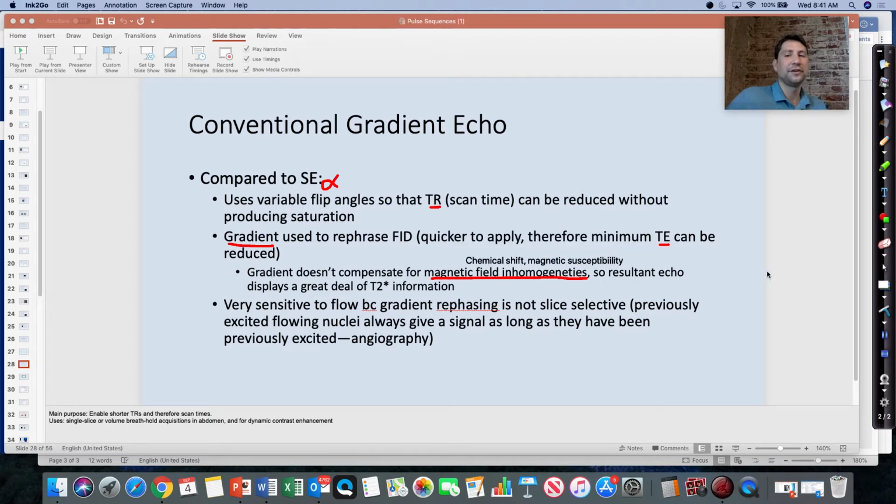And so the resultant echo displays a great deal of T2 star information. So take notice of this. Anytime we're talking about a gradient echo pulse sequence, it's no longer just T2 weighted. It's T2 star weighted.